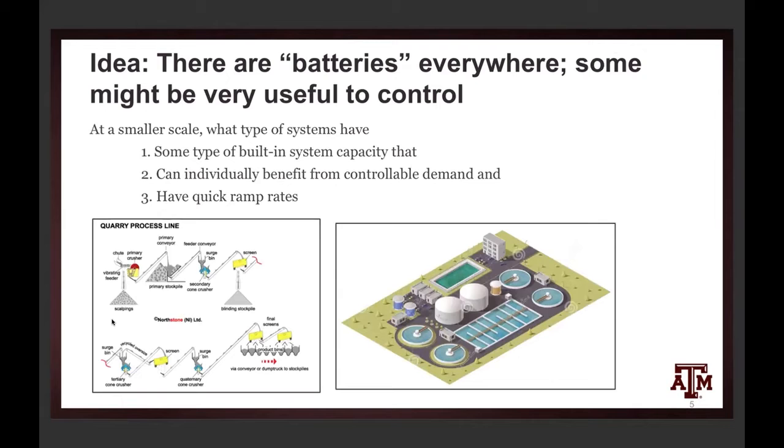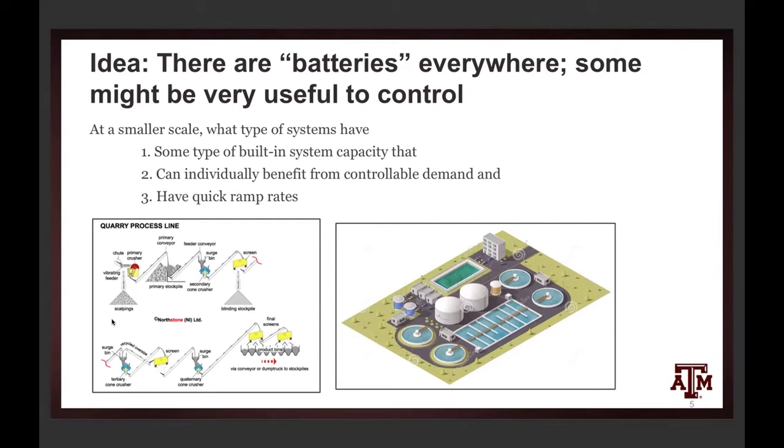Again, batteries are everywhere, and some of these might be very useful for us to control. Specifically, we're looking at a smaller scale, looking at plants, or trying to find useful plants that have some type of built-in system capacity in them, that can also benefit from controllable demand individually, and plants that would have quick ramp rates, right?